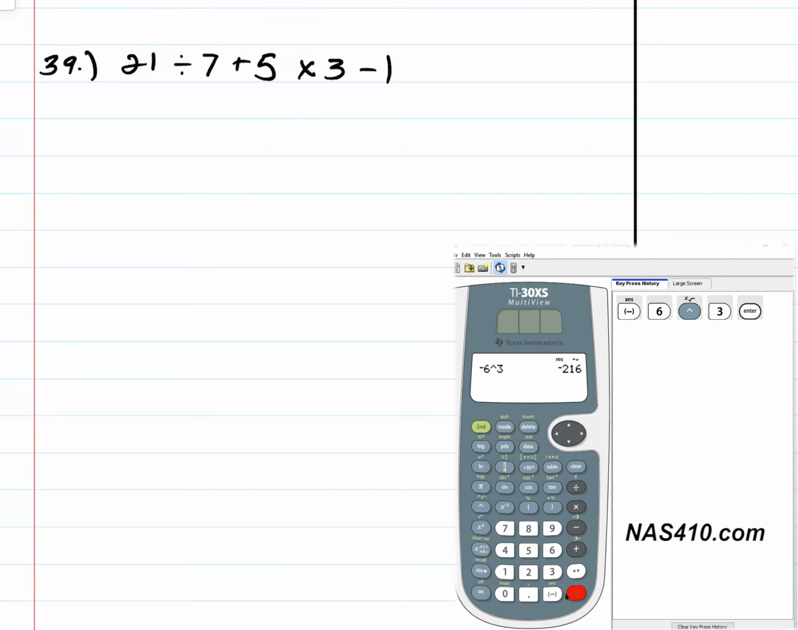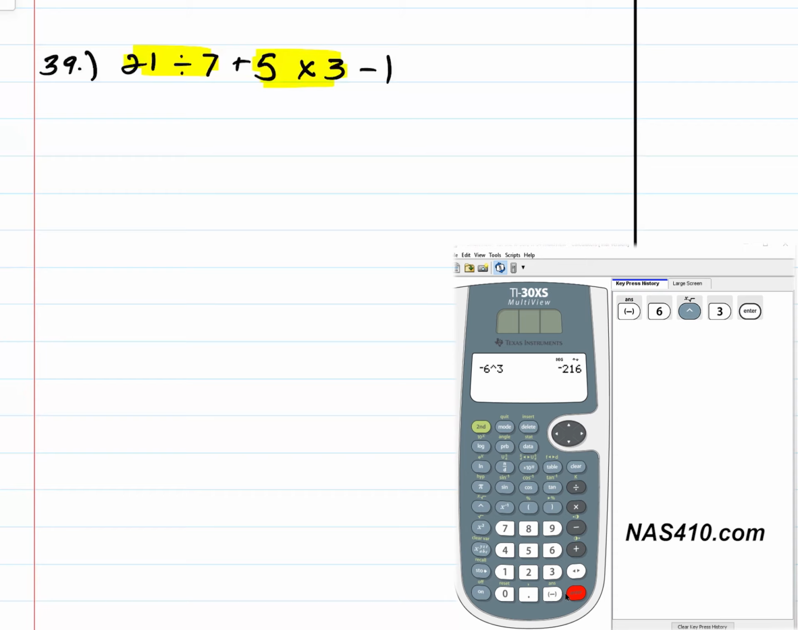Okay, question number 39. Okay, I don't have any parentheses. I don't have any exponents. I do have some division here, and I have some multiplication here. And so I'm going to do these operations in order from left to right.